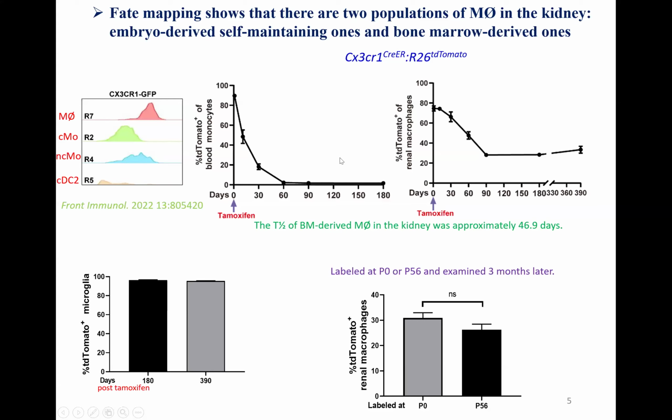And the half-life of the bone marrow macrophage is about 1.5 months. And this macrophage, which maintains the label, is self-maintaining. The reliability of this fate mapping system was confirmed by microglia, as over 90% of microglia were still labeled after 1 year. These self-maintaining macrophages are derived from embryo, since when we checked the newborn mice, they had a comparable number of self-maintaining macrophages to the mice labeled in adulthood when examined 3 months later.